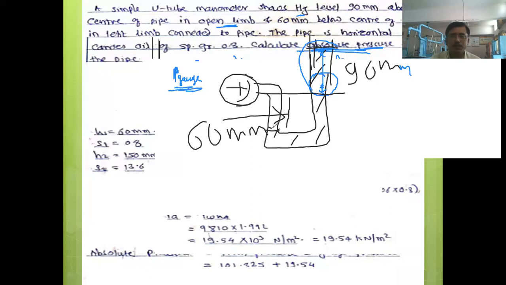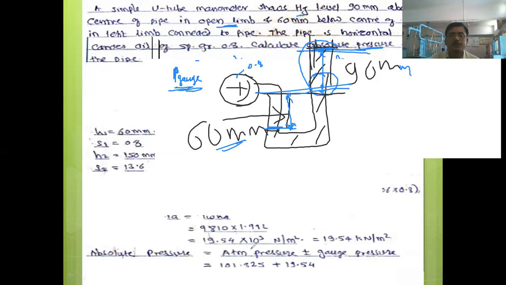So the mercury level in the left limb has been represented here. It is 60 mm below the center of the pipe. Okay, so it is the center line. She has drawn this center line, and it is 60 mm below the center line. So this is also correct. The pipe is horizontal and carries oil of specific gravity 0.8. Calculate the absolute pressure. So the diagram Mayuri has drawn is correct. I think everyone should clap for her. She has drawn the correct diagram here.